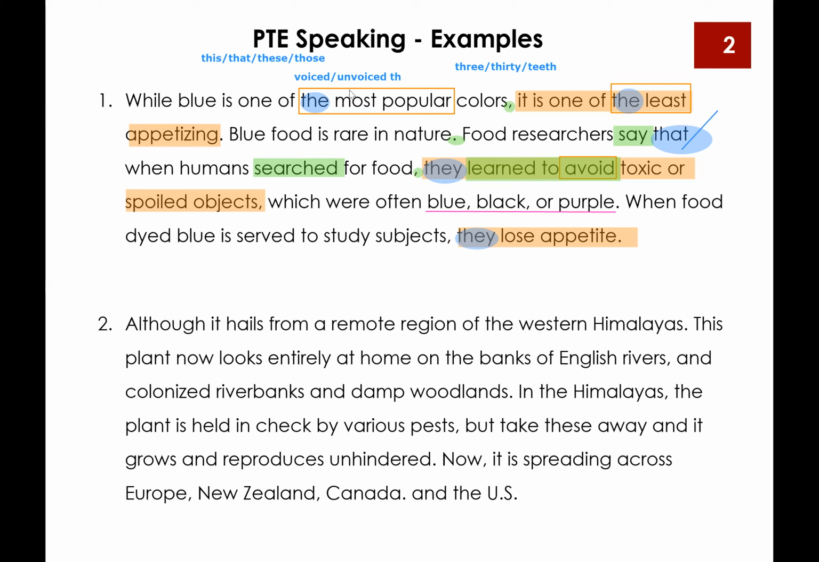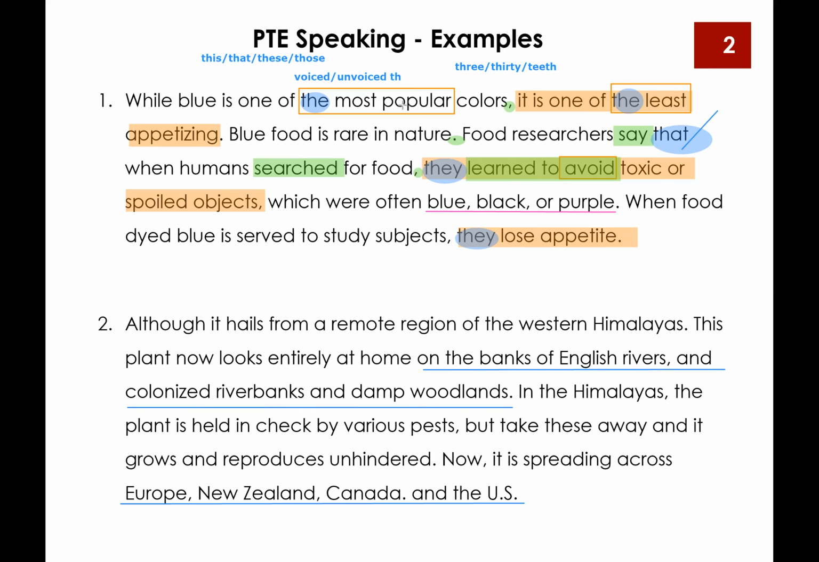So as you can see, in this case, we also have a list, right? So we have to make sure that we don't keep going downwards. Instead, you want to go up, up, up, and the last one would be down. So same thing: on the banks of English rivers and colonized riverbanks and damp woodlands, right? Yeah, I think these are the two lists.